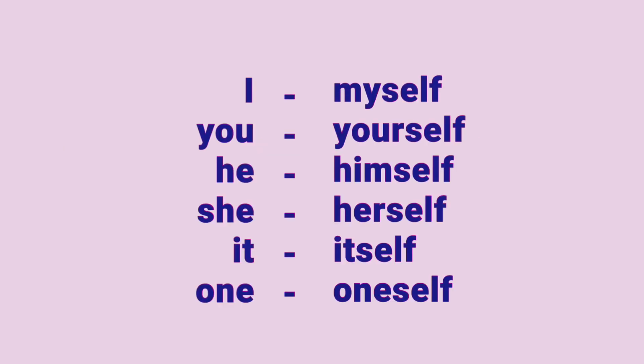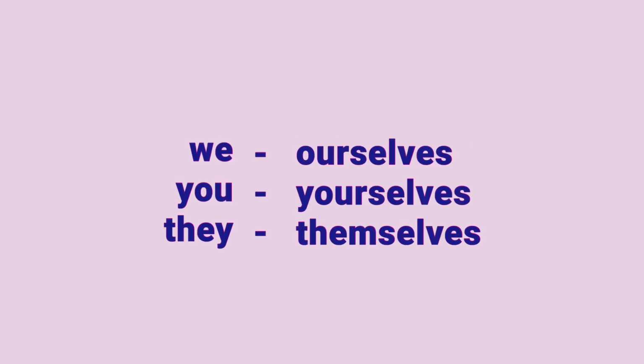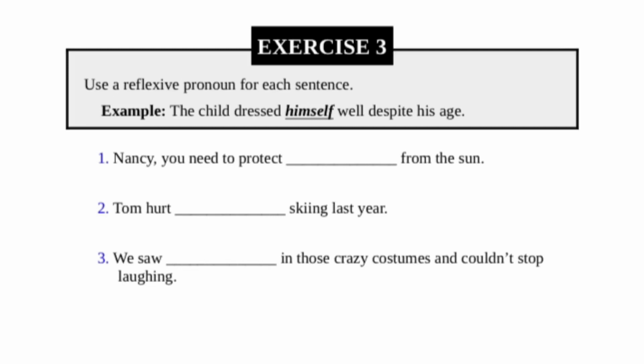So in simple terms, it's I, myself, you, yourself, he, himself, she, herself, it, itself, one, oneself. For example, one should be careful not to hurt oneself. In the plural forms, we, ourselves, you, yourselves, they, themselves. Now we'll move on to the exercises.